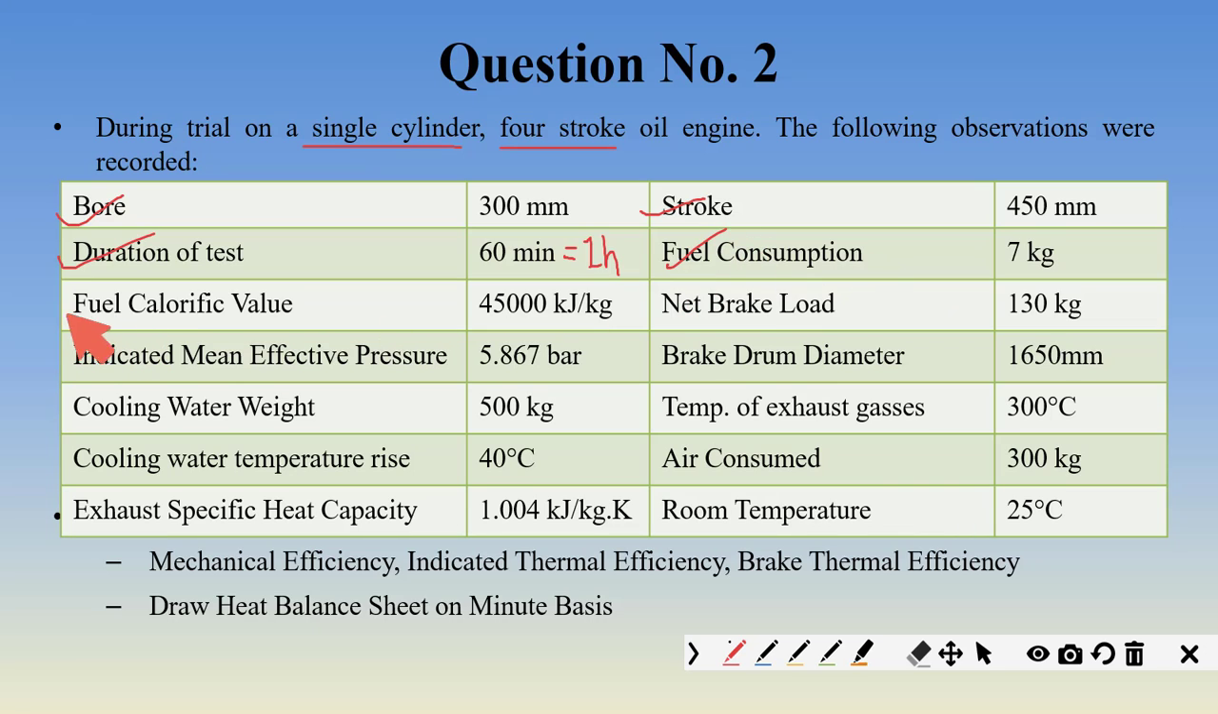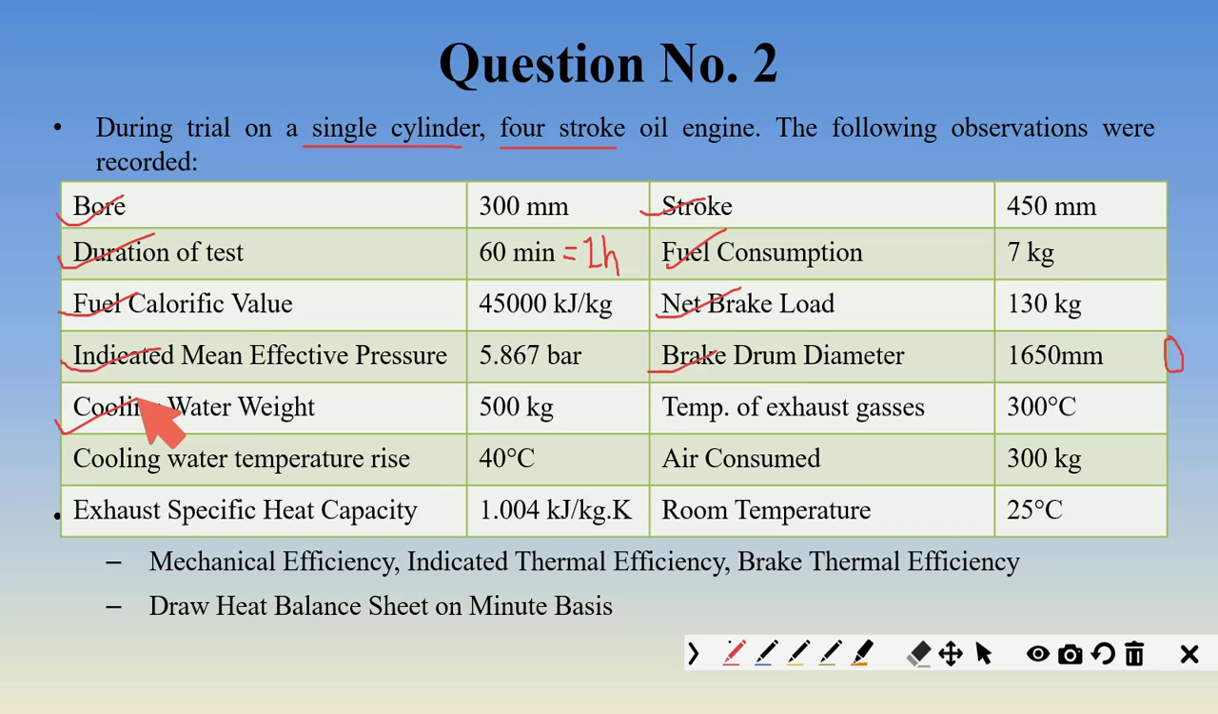They have given us the fuel consumption, the fuel calorific value, net brake load, indicated mean effective pressure, brake drum diameter, right? Brake drum diameter means what? It is a rope brake dynamometer. Also, they have given us the diameter of the brake drum. But in this case, see, they haven't given us the diameter of the rope. When I was teaching you rope brake dynamometer, I told you it is possible that sometimes they give you the diameter of the rope and sometimes they do not. If the diameter of the rope is not given, do not worry, assume the diameter of rope to be 0, right? And use the formula (D + d)/2.